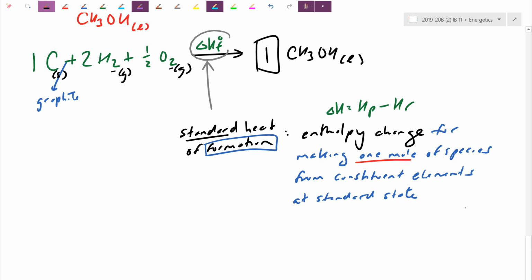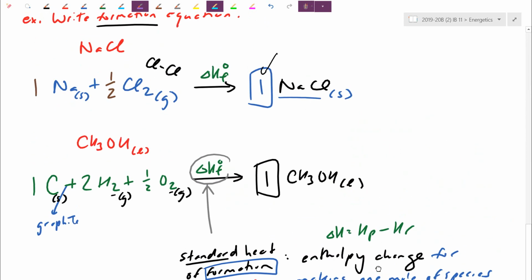They have gone through and they've tabulated a bunch of these delta HFs. These ones here are on table number 12. We'll scroll to it in just a second here. How does this actually help, right? So we have come up with a new equation. It's called formation. We know at least what formation equation entails.